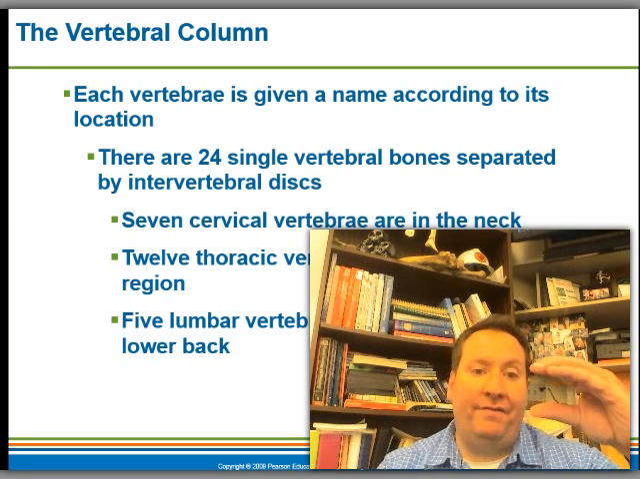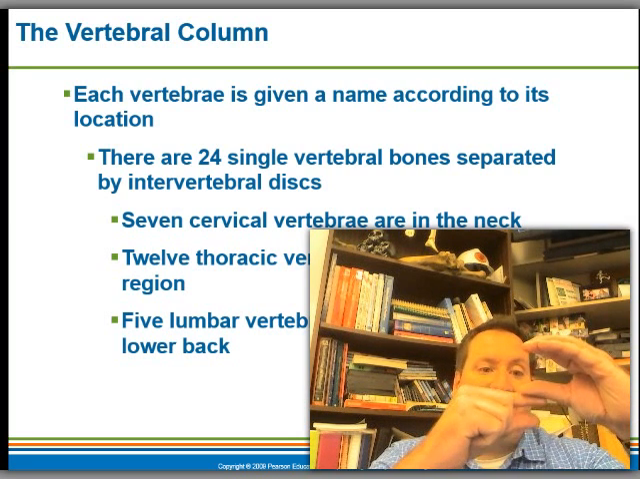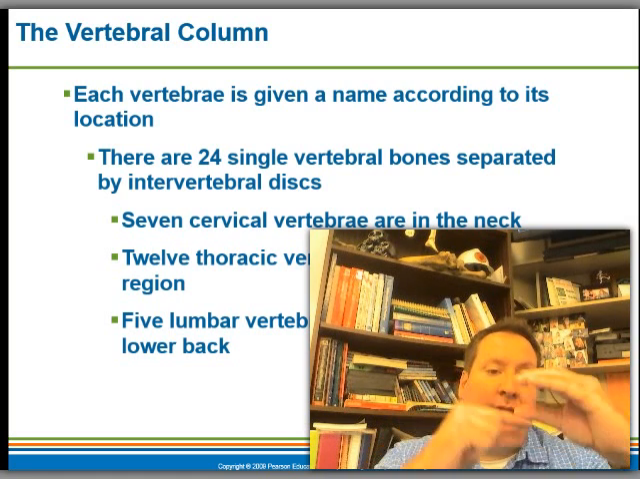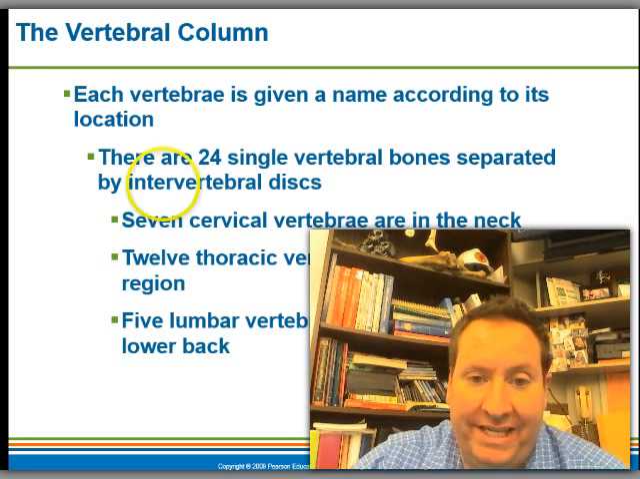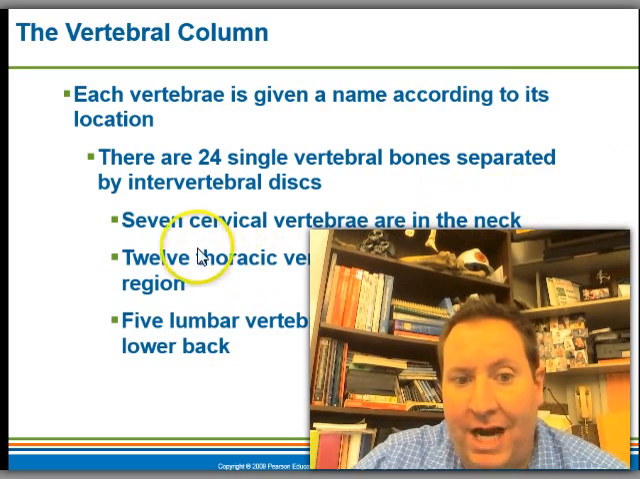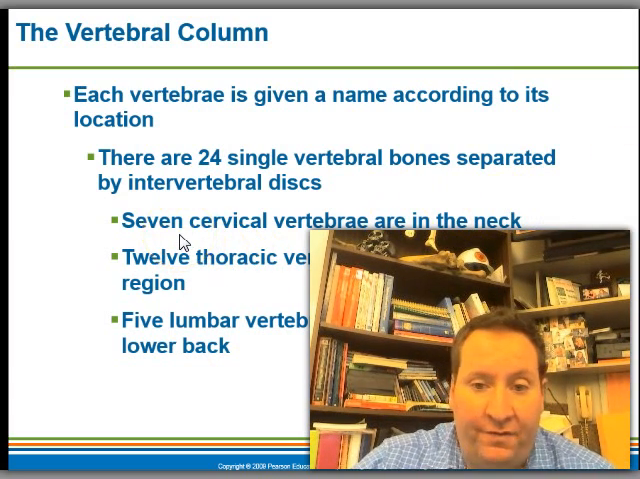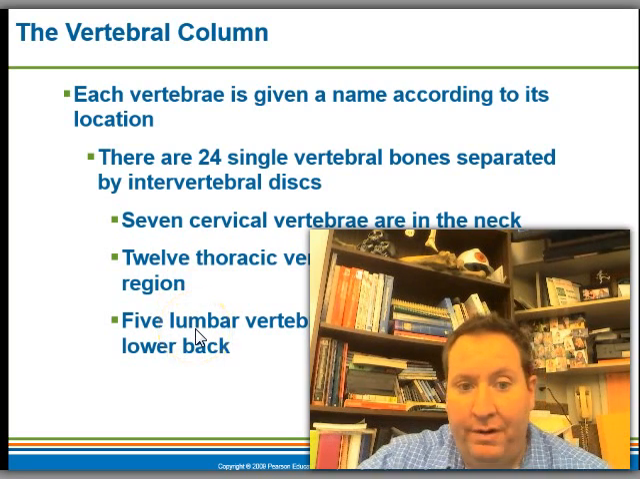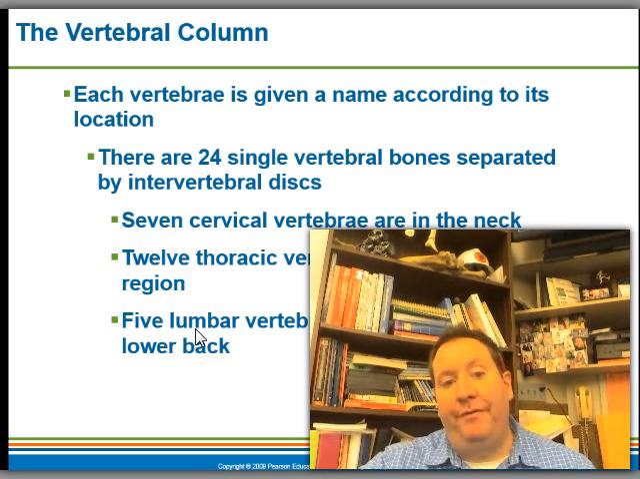So you basically have a vertebrae, and then you have a disc of cartilage right here. It's called fibrocartilage. Then you have another vertebrae, and then you have some more fibrocartilage there. Remember the numbering system when we take a look at the vertebral column. We have 7 cervical vertebrae, 12 thoracic vertebrae, and 5 lumbar vertebrae. If you can remember that: 7, 12, 5.